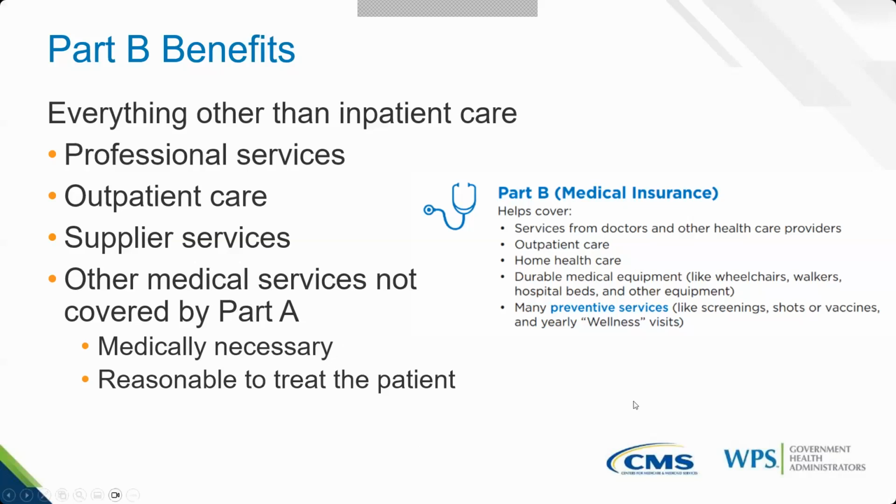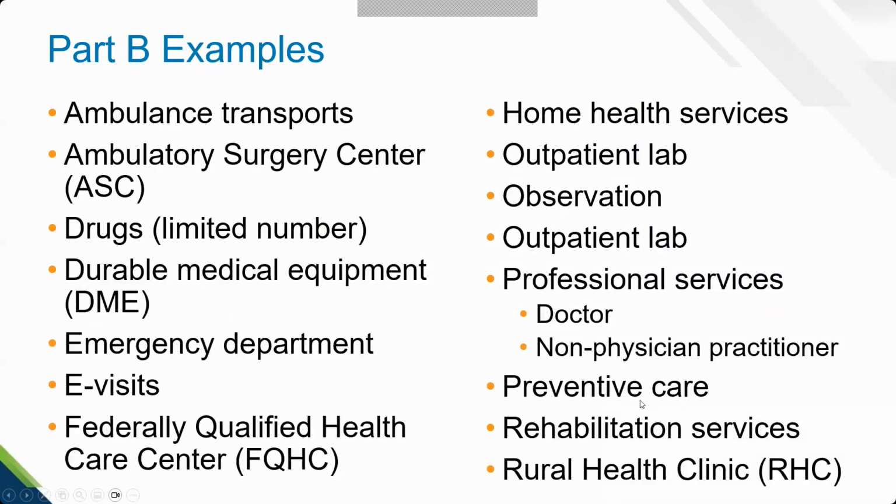Hopefully I've answered those two questions well enough. Here is the example that answers, what does Part B cover. Part B covers ambulance, ambulatory surgery, drugs, durable medical equipment. I'm not going to read this whole thing to you, but I wanted you to be aware of and to have this at your fingertips. So Part B is a much broader spectrum.